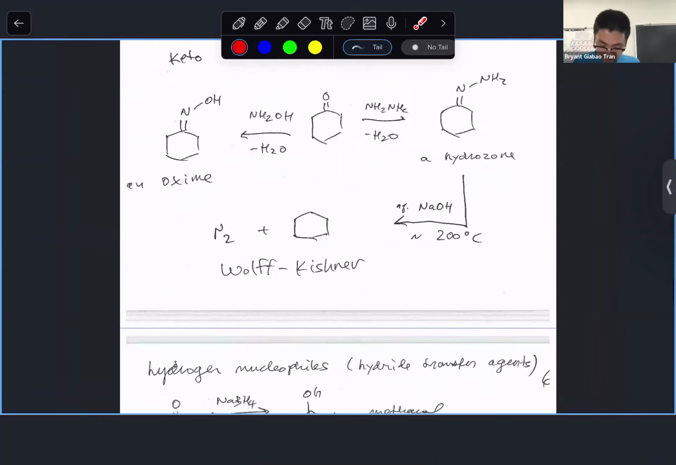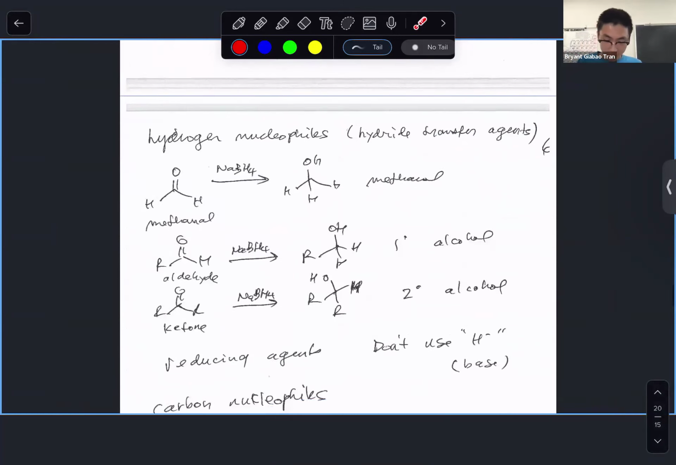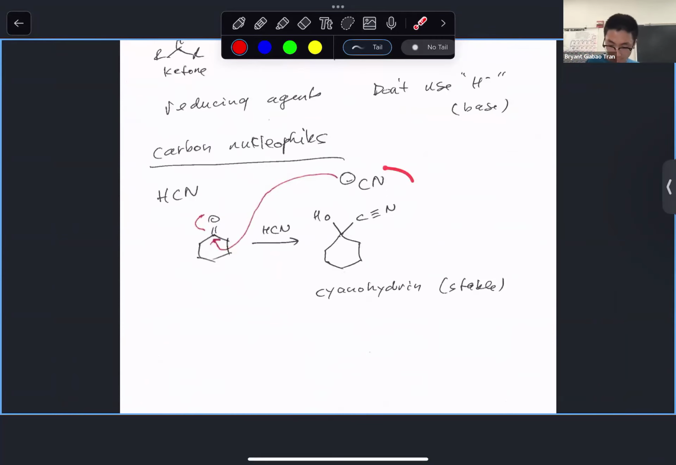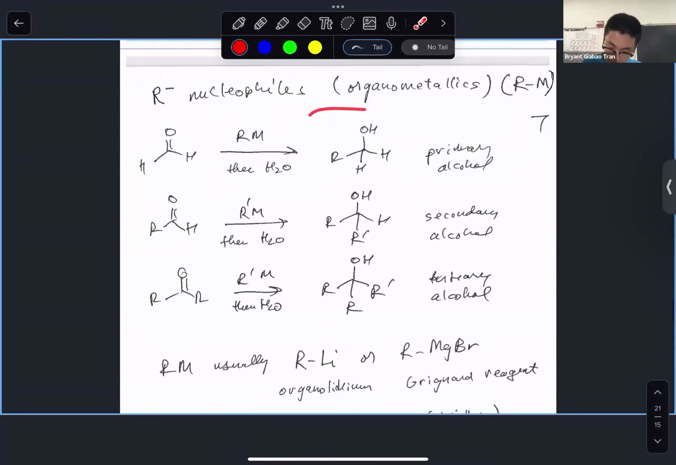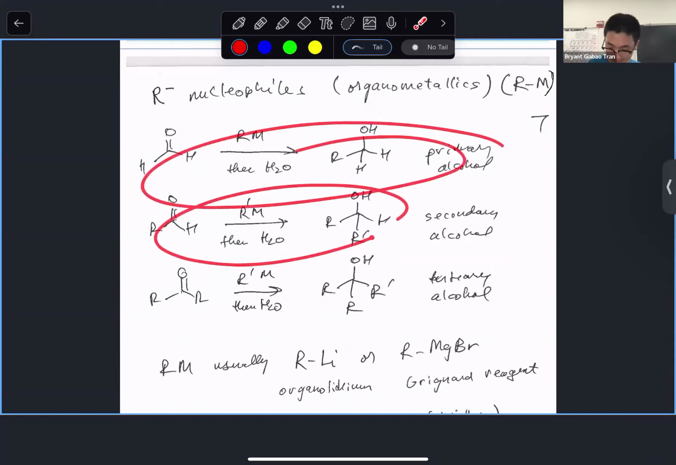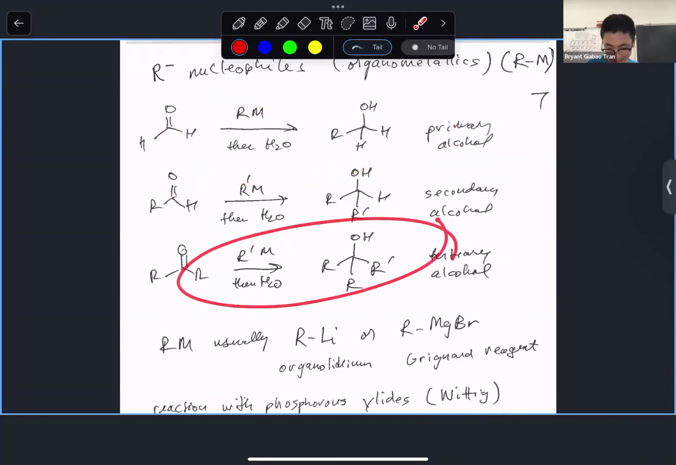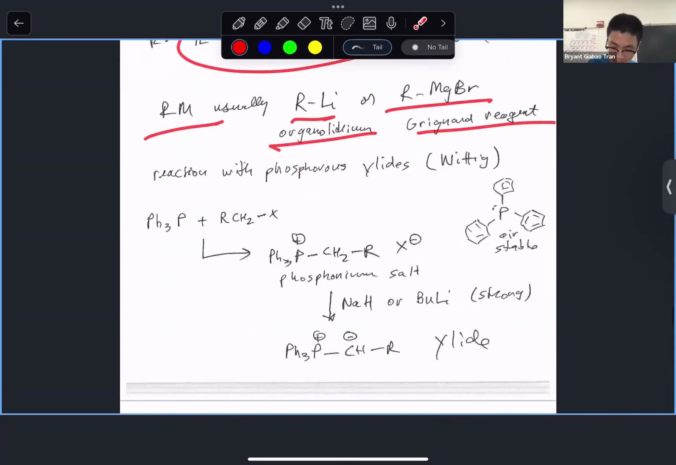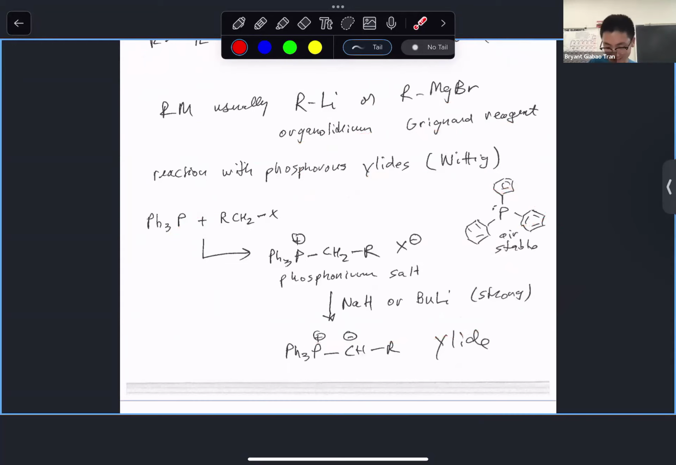Right, right. Let's see. Hydrogen nucleophiles, NaBH4. Oh yeah, 118A, reduce the aldehyde to alcohol. 118A. Carbon nucleophiles. This nucleophile here will attack this electrophilic carbonyl carbon, form a cyanohydrin here. And then this O minus would get protonated by the H from the HCN. Organometallics. Oh yeah, 118A. All these organometallic Grignard stuff are 118A. RMgX, RLi, organolithium, Grignard reagent. Wittig reaction, we went over that.